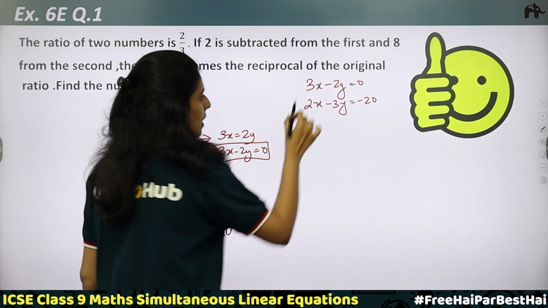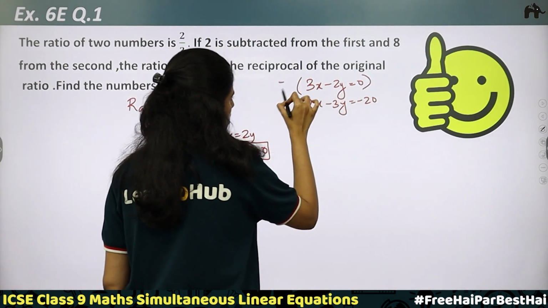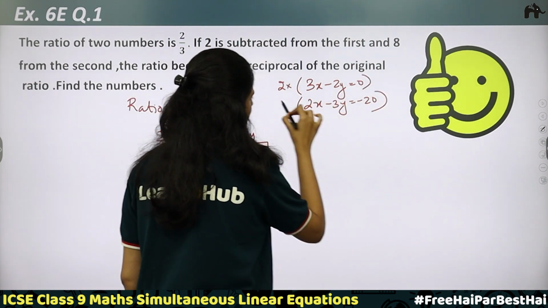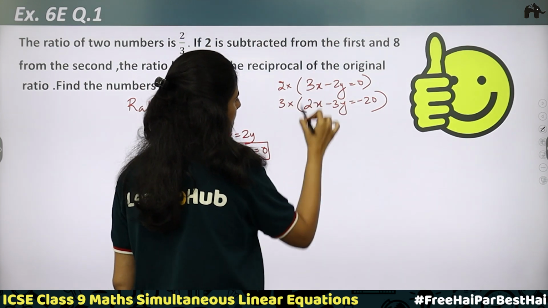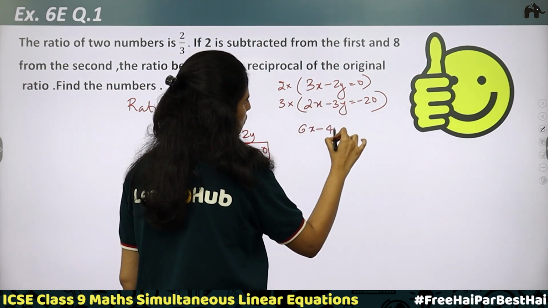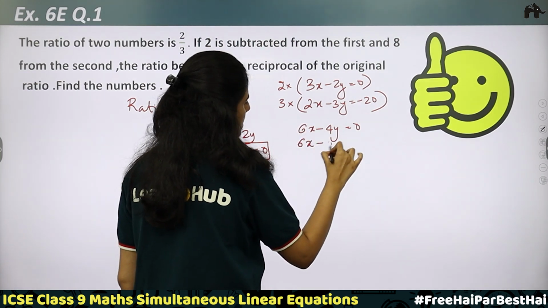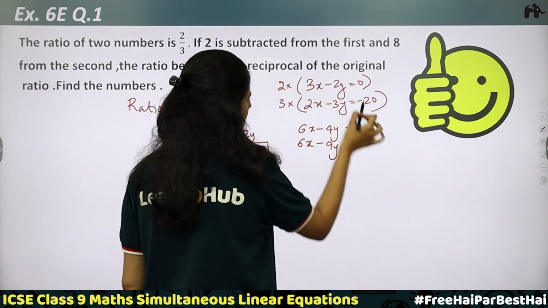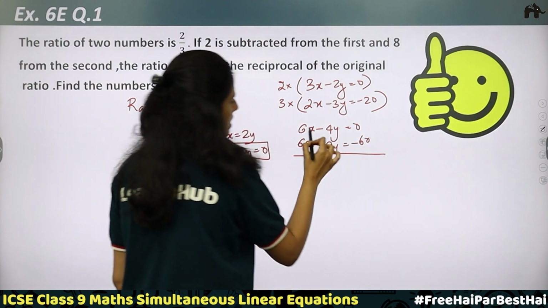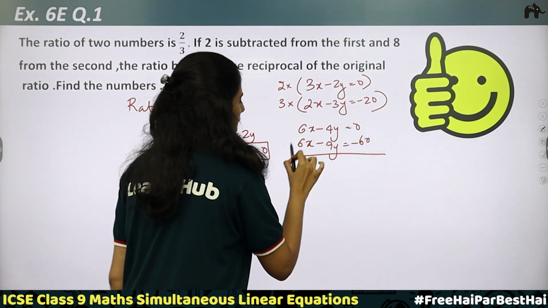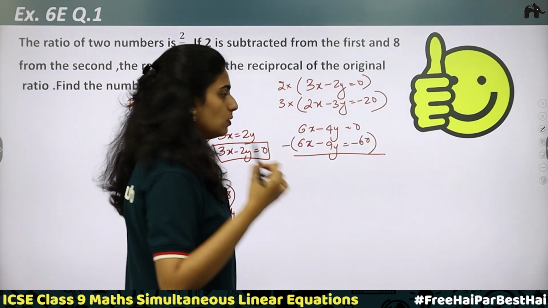of x and y. Multiplying throughout the first equation with 2 and throughout the second equation with 3, we get 6x minus 4y is equal to 0 and 6x minus 9y is equal to minus 60. So we are going to subtract the second equation from the first equation.